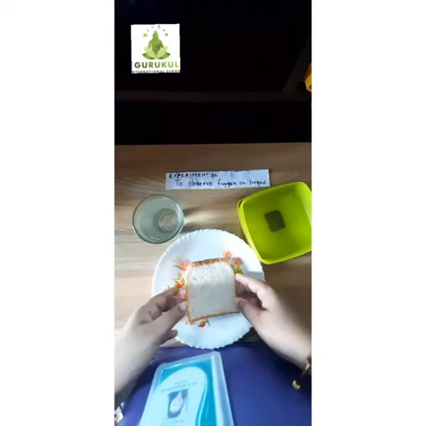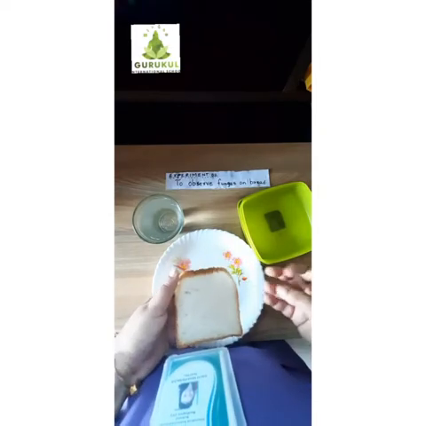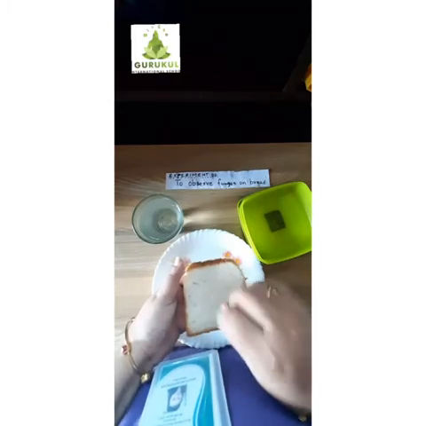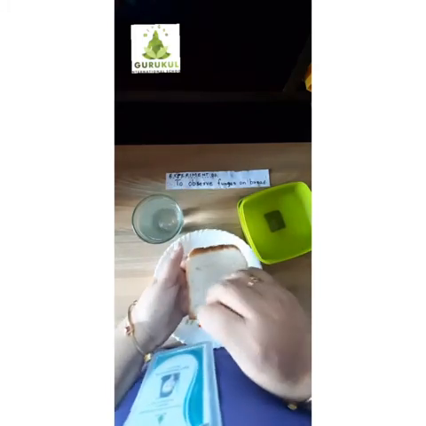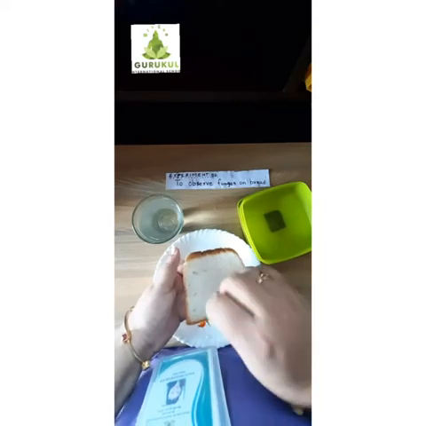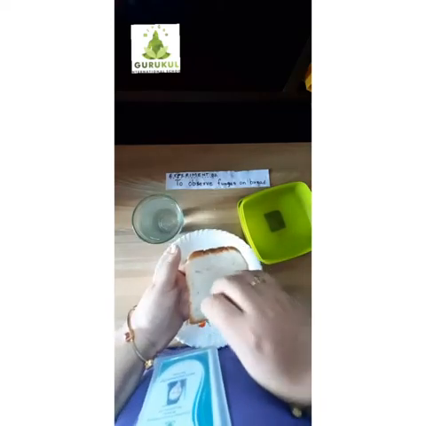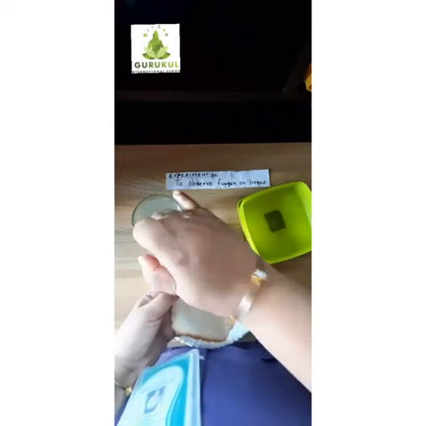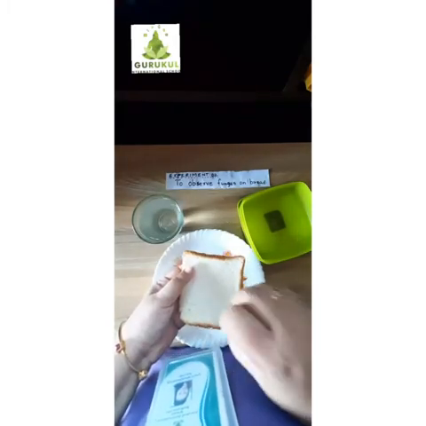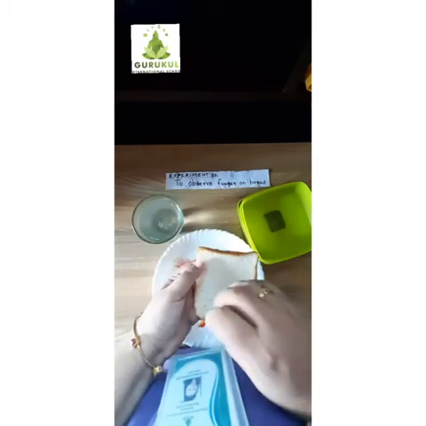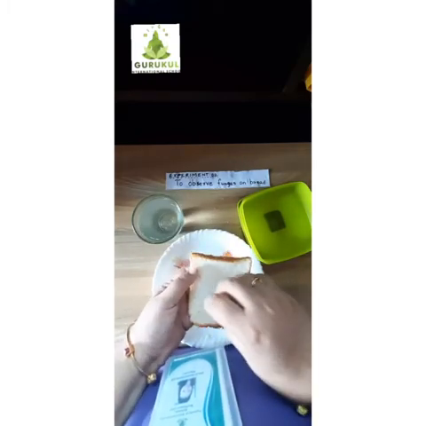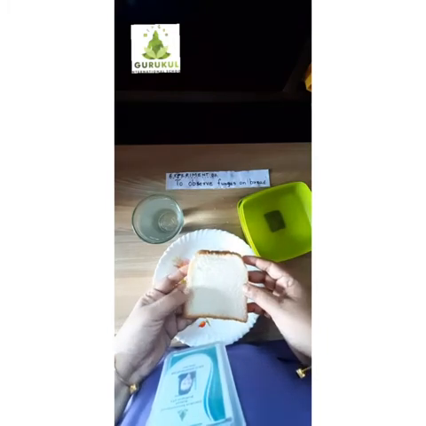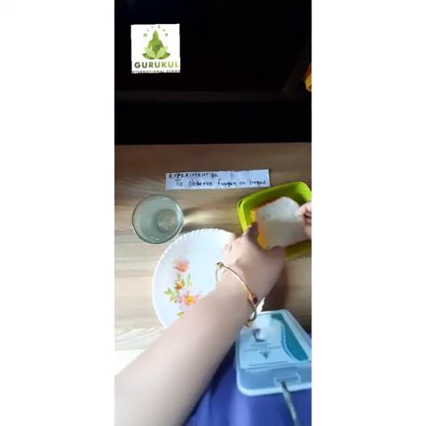Students, take the piece of bread in your hand and sprinkle some water on both sides of the bread. Yes, you have to dampen this bread with a little water. Don't soak the bread in water, you just have to sprinkle it. A little moisture we are giving to this piece of bread. We are making it moist on both sides. Now it is moist, and now I have to place this in the container.